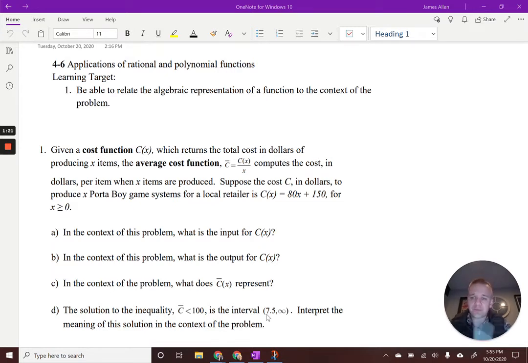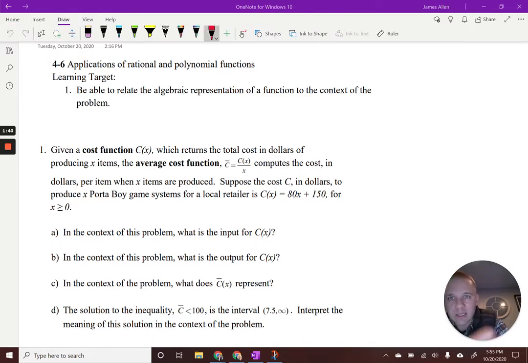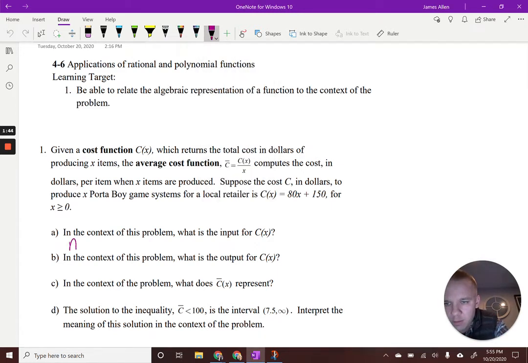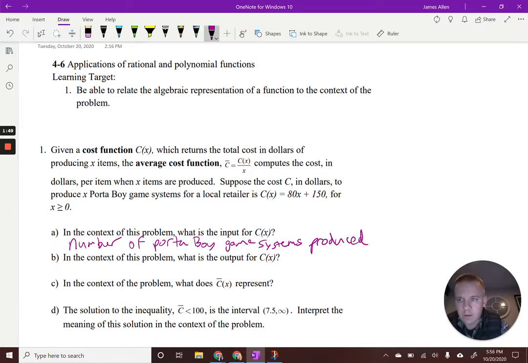First little interpretation there. So in the context of this problem, what is the input for C of x? Well, my input is my x value. We know that the input is going to be the number of Portaboy game systems produced. So let's jot that down. Number of Portaboy game systems produced.